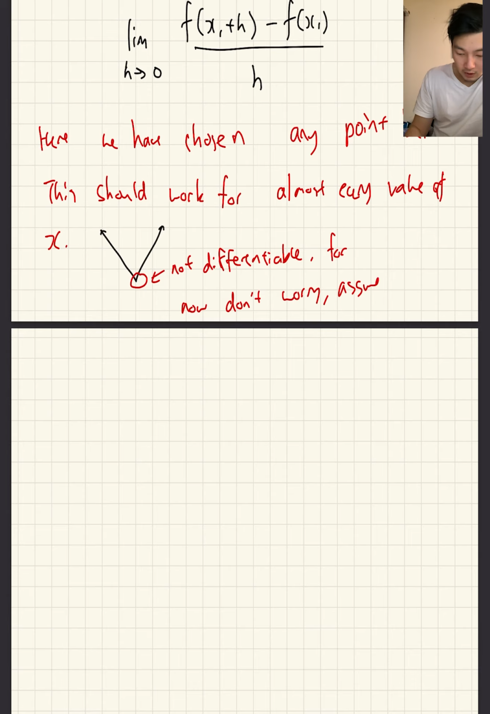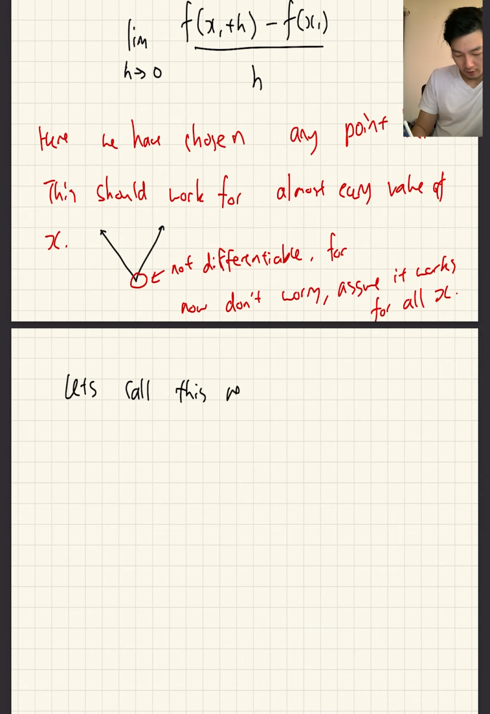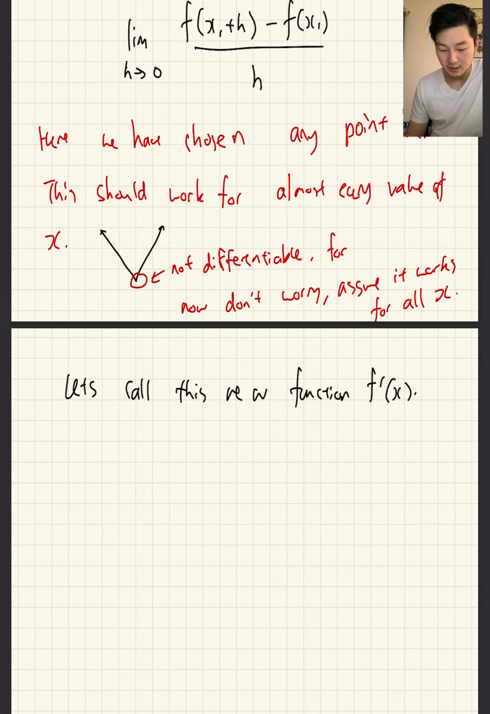Assume it works for all x. So let's assume that it works for any value of x. Instead, we can replace x with x1. Now let's call this new function f dash of x, which is the derivative function that we're looking for, and set it to be equal to this.